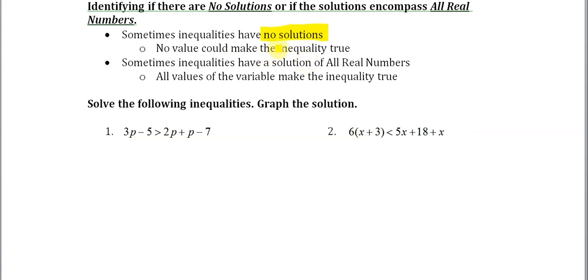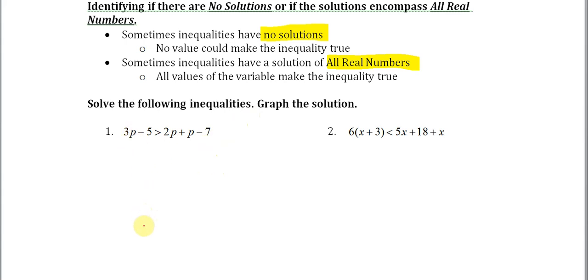And when we say no solutions, that means no matter what variable we put into the inequality, it'll never work. So no value could make the inequality true. And sometimes we solve an inequality and the solution is all real numbers, which means that you can put any number that you want into the inequality and it would still be true. So let's get right to it and look at an example here.